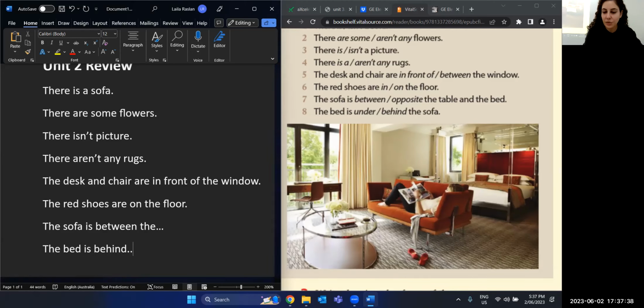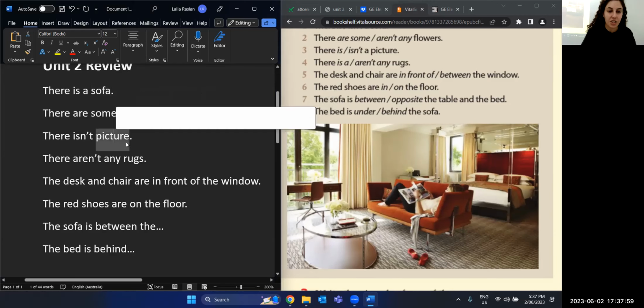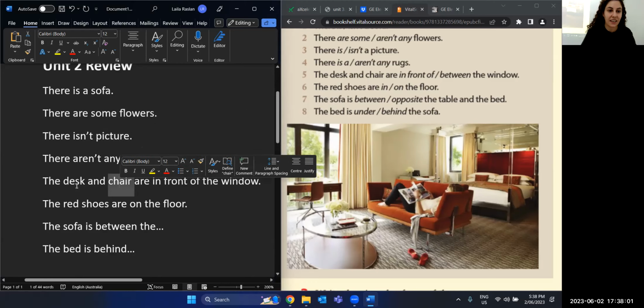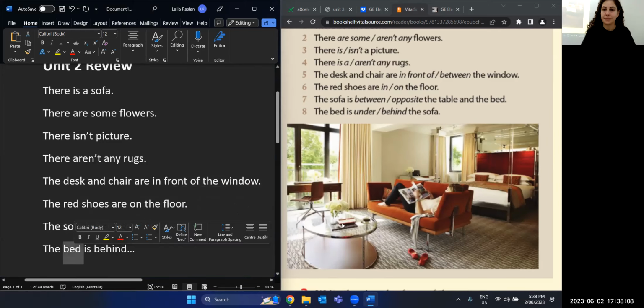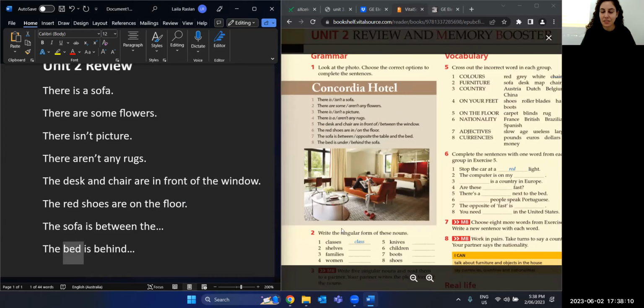So any questions with the preposition of place and also talking about there is and the negative of it, or there are and the negative of it? And we know the noun. These are called nouns, objects, items, possessions. And remember, unit 2, it's all about possessions. Sofa, flowers, picture, rugs, chair, desk, shoes, floor, sofa, bed. Okay, let's move on. Number 2.